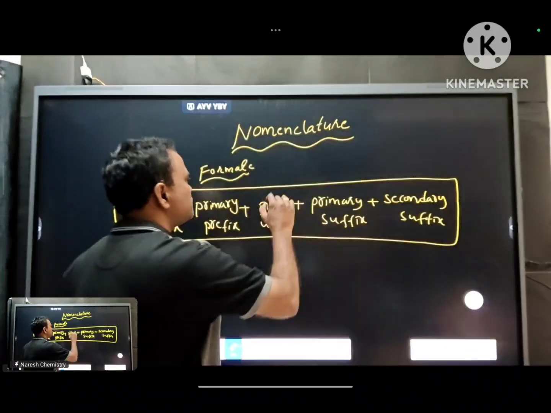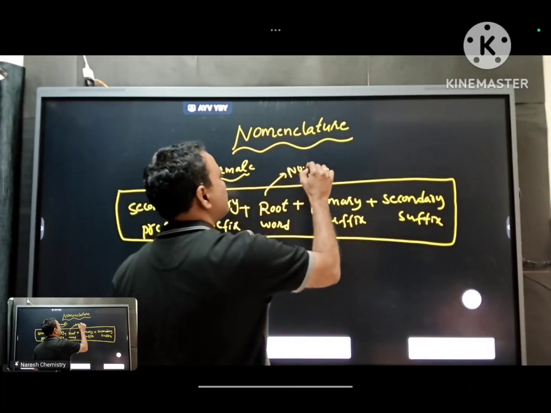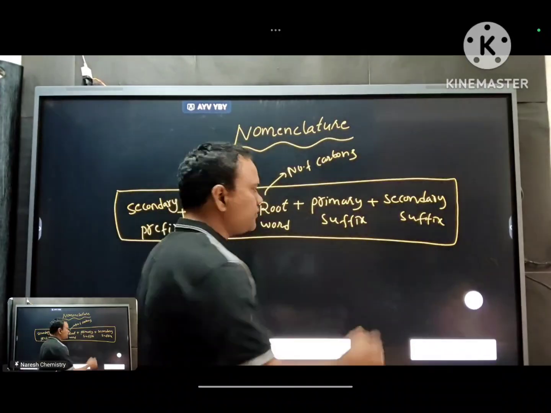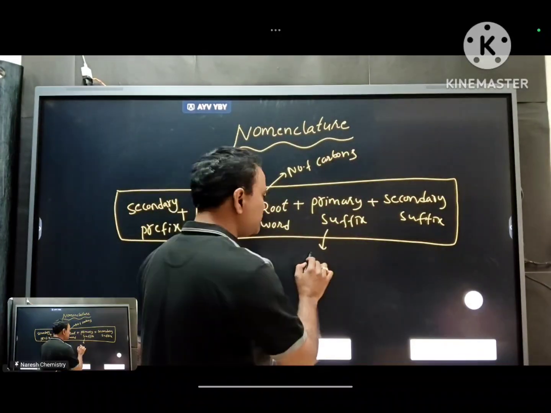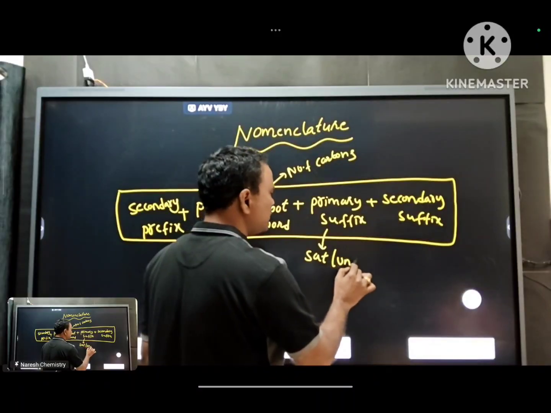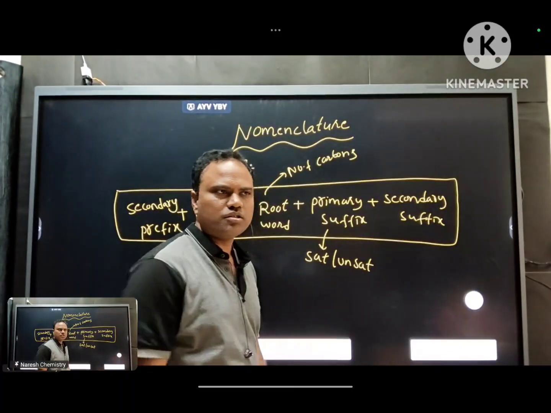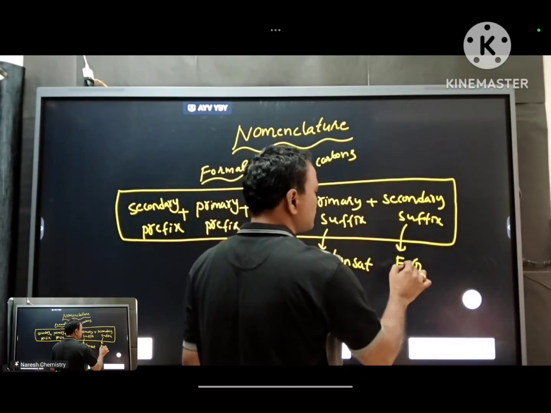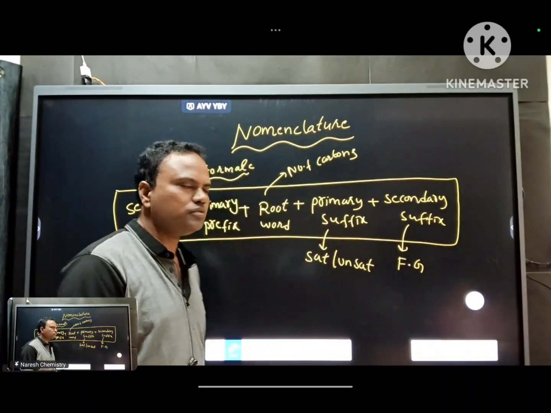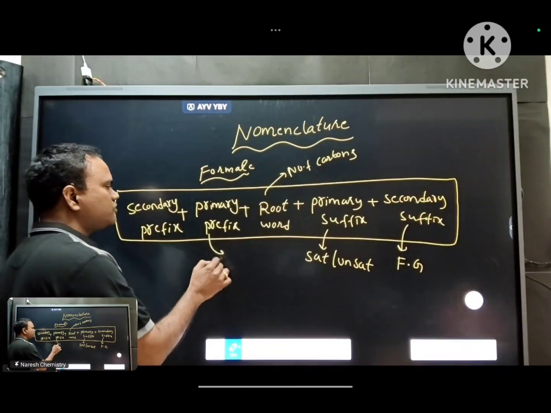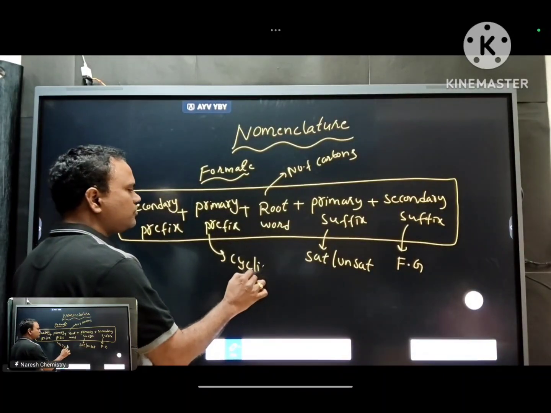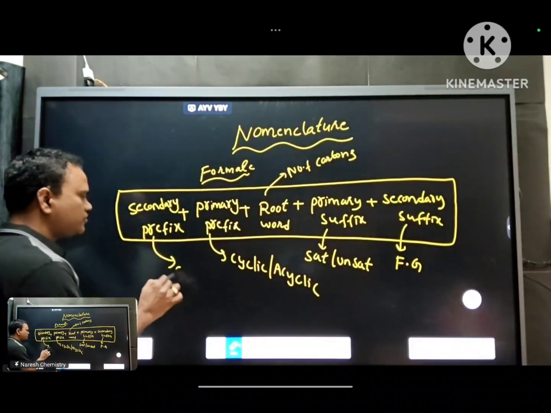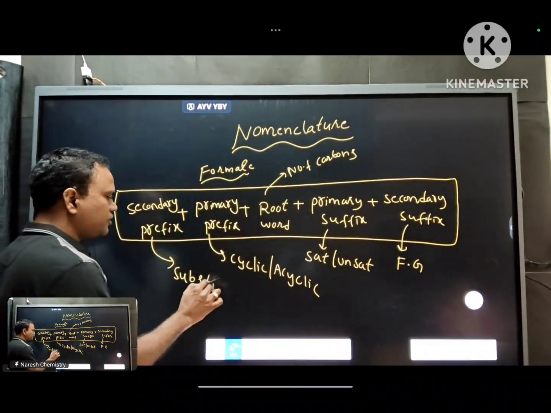Root word gives the number of carbons present in the given compound. Primary suffix tells whether the compound is saturated or unsaturated. Secondary suffix gives the functional group present in the given compound. Primary prefix tells whether the compound is cyclic or acyclic in nature. Secondary prefix gives the substituent present in the given compound.